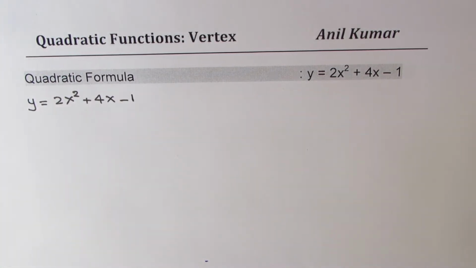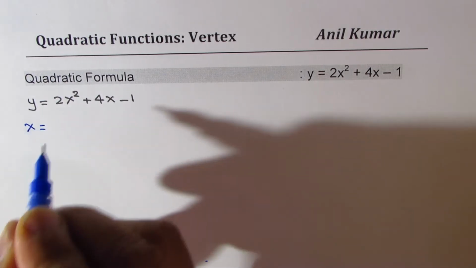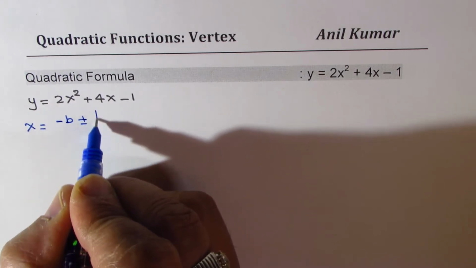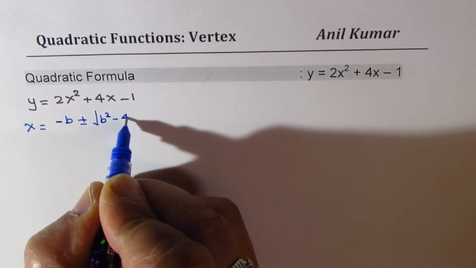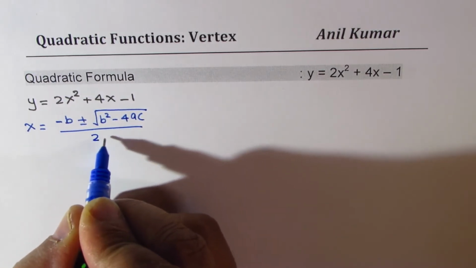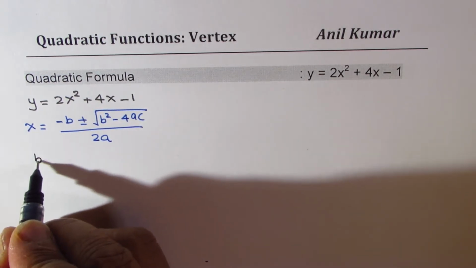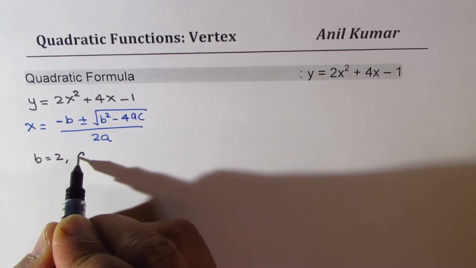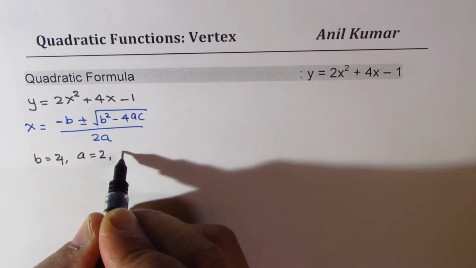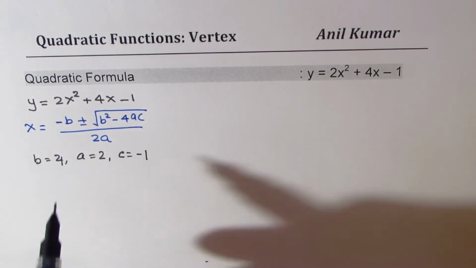The quadratic formula gives you the roots: x equals minus b plus minus square root of b squared minus 4ac, divided by twice a. Now in the given equation we know b is equal to 4, a is equal to 2, and c is equal to minus 1.